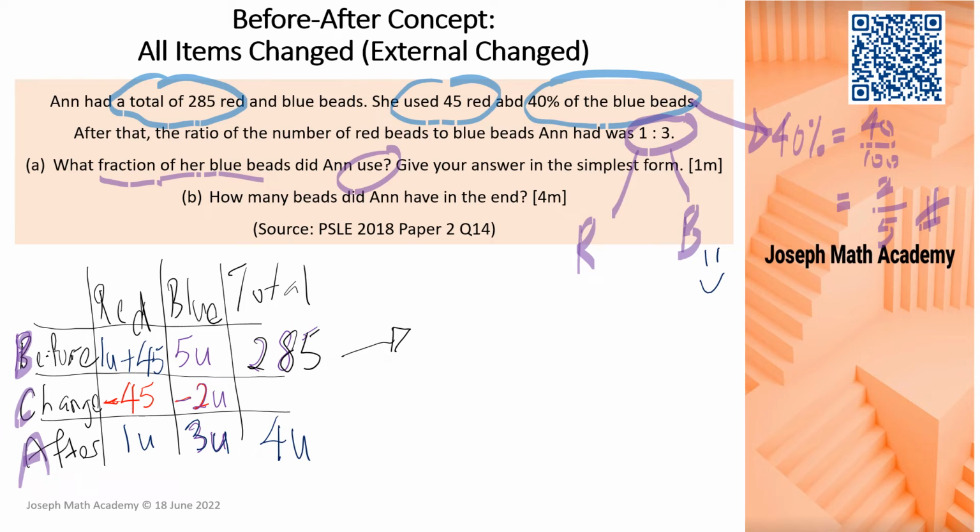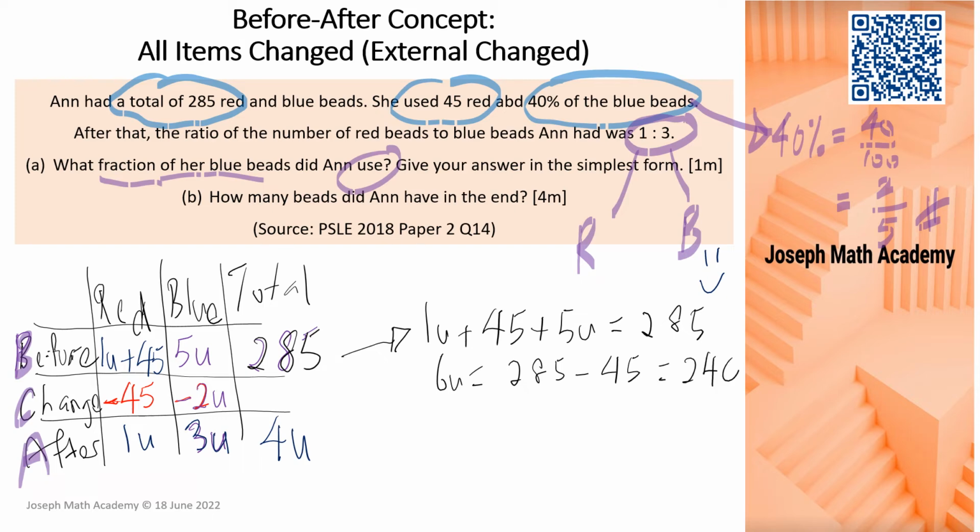It's untidy. So 1 unit plus 45 belongs to red at first, plus 5 units belonging to blue at first, and the total is 285 at first. So looking at the very simple equation, I can conclude that 6 units must be 285 minus 45, meaning 6 units should be 240 bits. So 1 unit would be 240 divided by 6, that gives me 40.